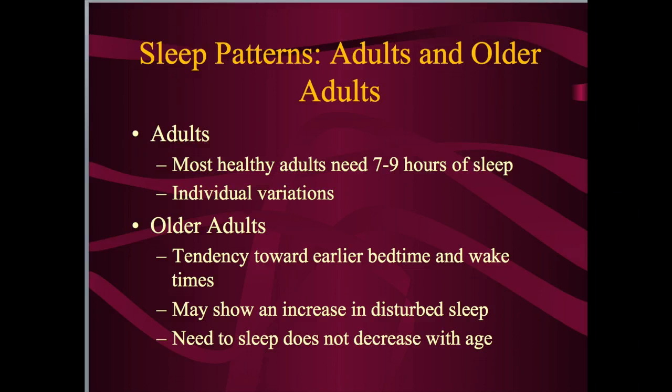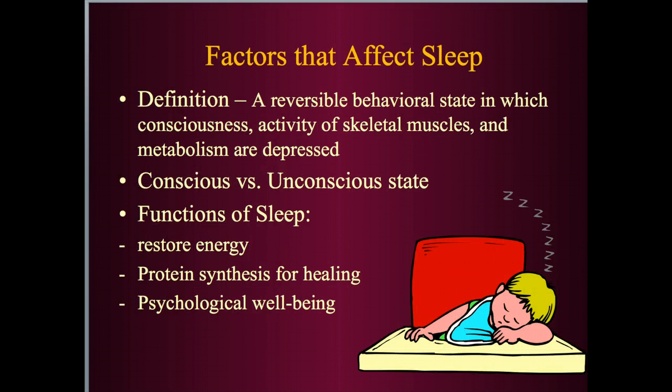Your adults and older adults need, again, different sleep periods, lengths of sleep. Your adults 7 to 9 hours, and your older adults will tend to go to bed earlier and wake up several times. They may show increase in disturbed sleep, and for older adults, the need for sleep does not decrease with age. They tend to just need to rest.